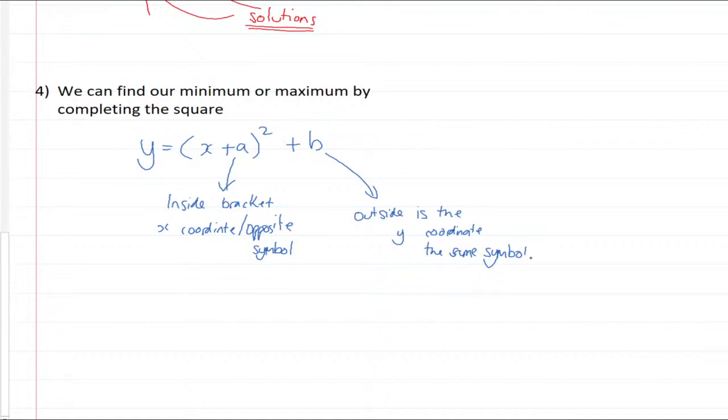In which case, what's the coordinate of this one here? Negative a and b. Yeah, our minimum for this one would be equal to negative a comma b. Inside bracket, opposite symbol is our x coordinate. Outside bracket, same symbol is our y coordinate.